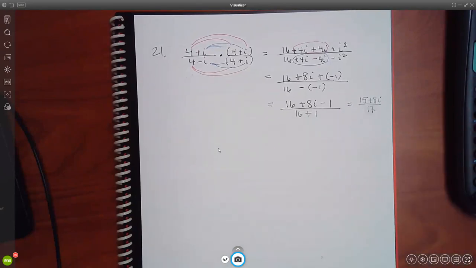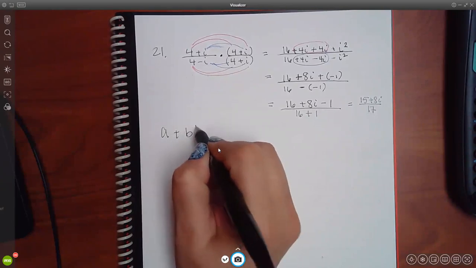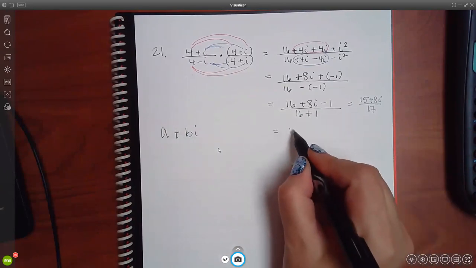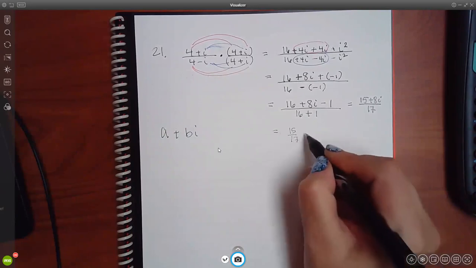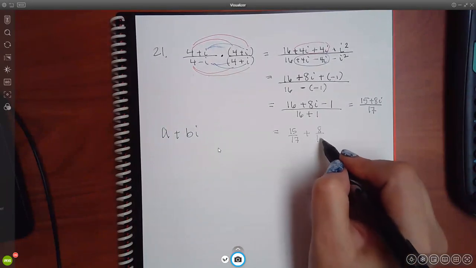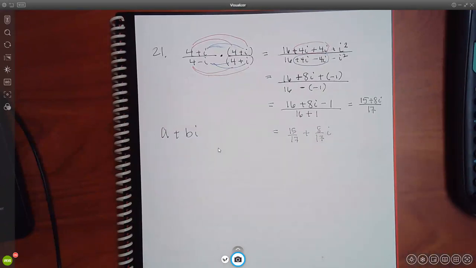And then they don't like it like that, right? They like the real number in the front, another real number, and then an i on the side. That's how they want the answer always. So I can do that by splitting this fraction into 15 over 17 plus 8 over 17, and then the i on the side. So you just put each one over the 17.